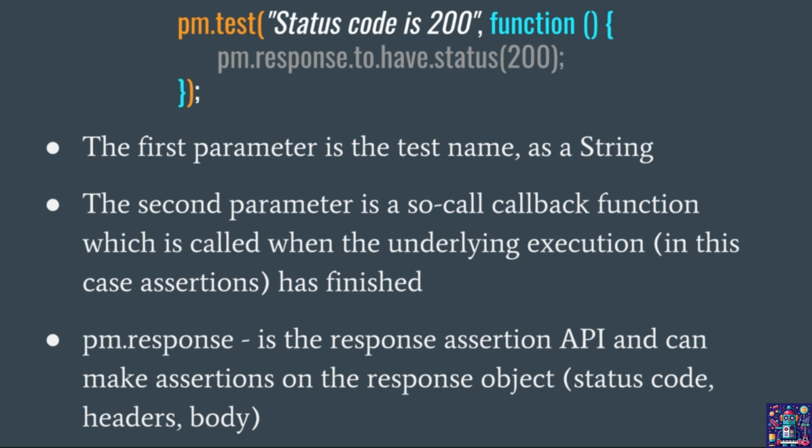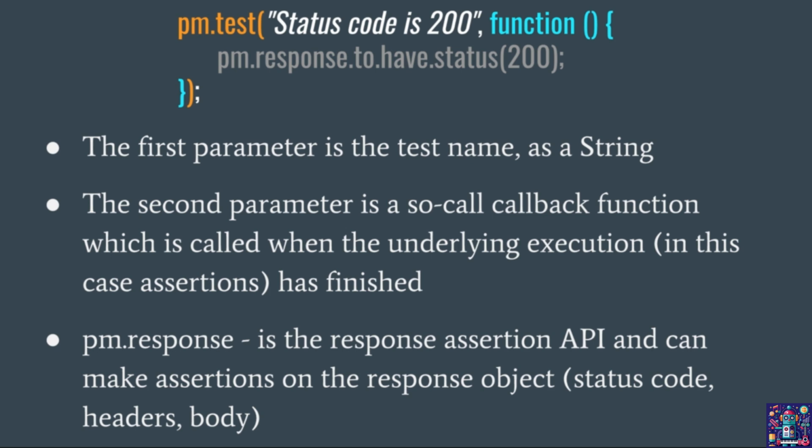That callback function will be called when the so-called underlying execution, that is the assertions that you write, have finished. I know it sounds kind of technical, and callback functions are used a lot in JavaScript, and you will find a resource attached to this lecture better explaining callback functions and how they work. For the moment, all you have to know is that the first argument is a string, the second argument is a callback function, and inside that callback function, inside the curly brackets, you can start writing assertions.